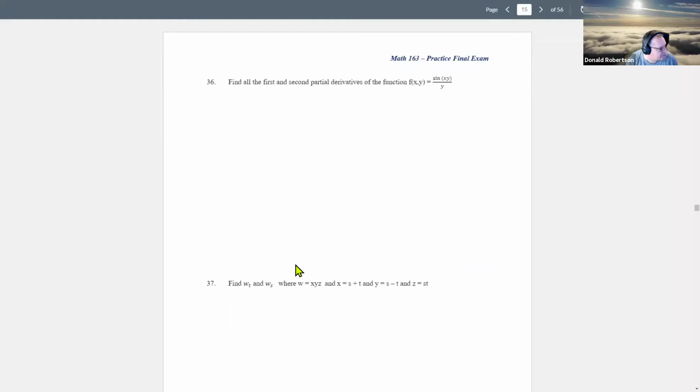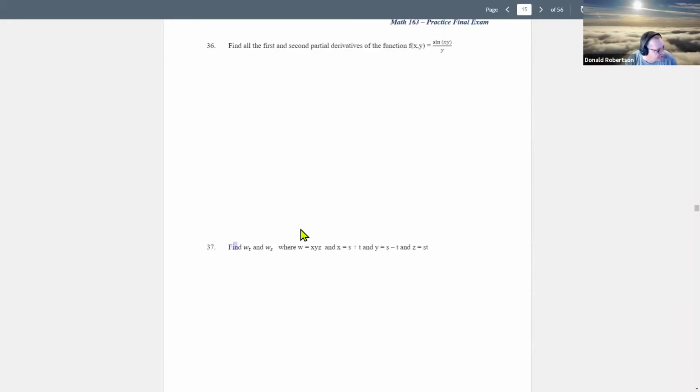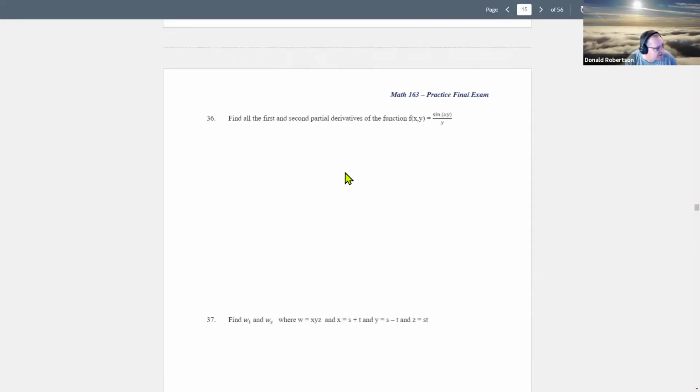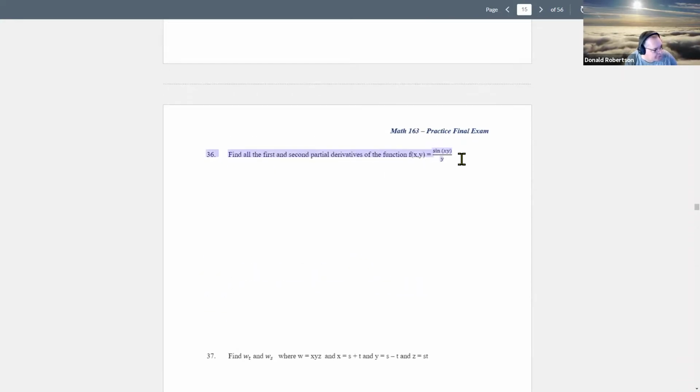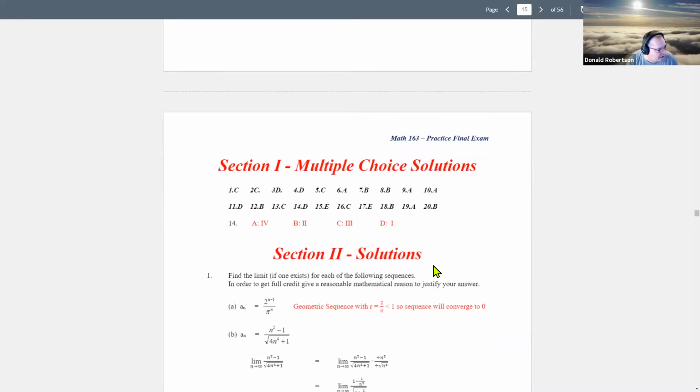And here's some partial derivative stuff, essentially. This stuff here is the chain rule, which we haven't done, which we'll do today. And remember doing first and second derivatives? That's what this one is. Now, that's only part of the thing. Now, here are the solutions.